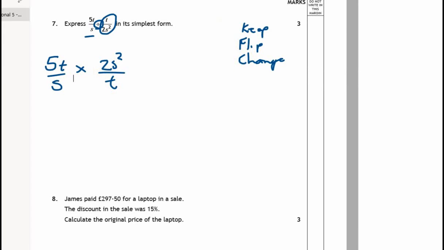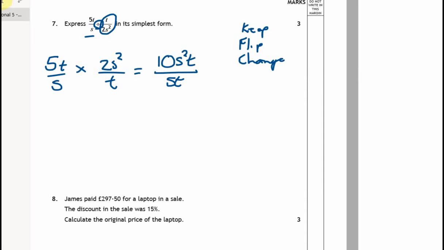Now this uses another rule for fractions. We've used one rule, here's another rule. On top we have 10 s squared t, I'll put the indices in that order. I've just done 5 times 2, s squared and t. Then on the bottom, an s and a t.